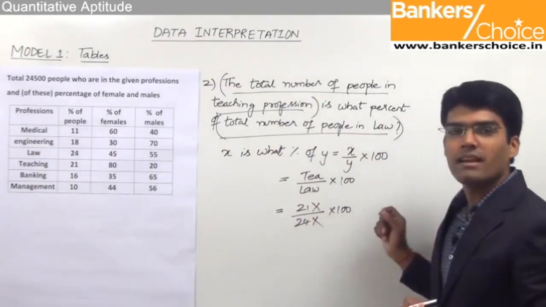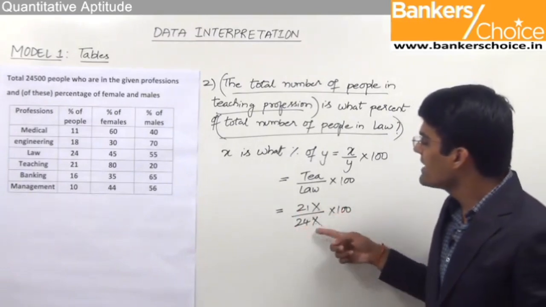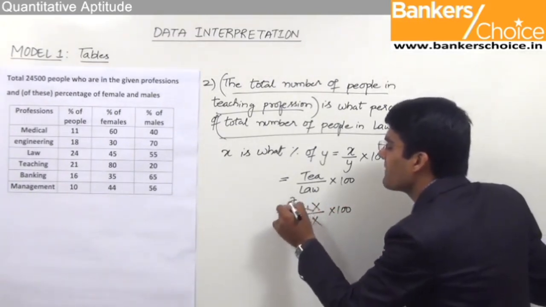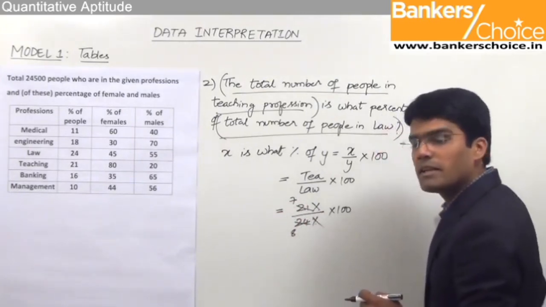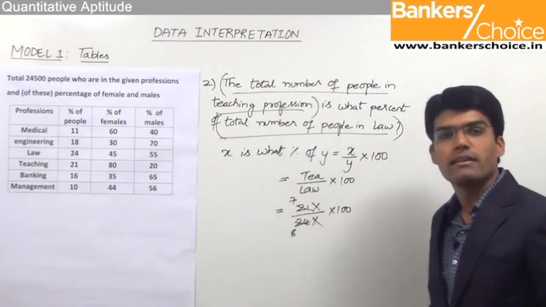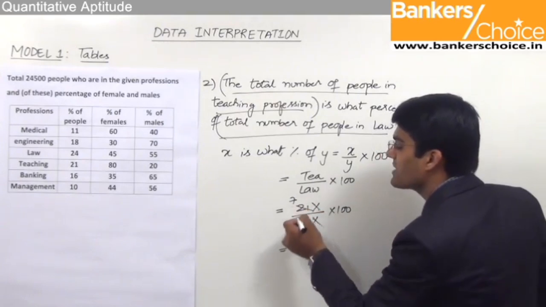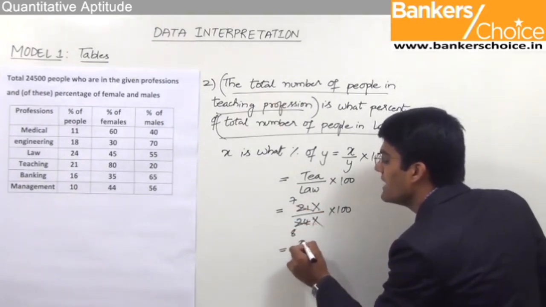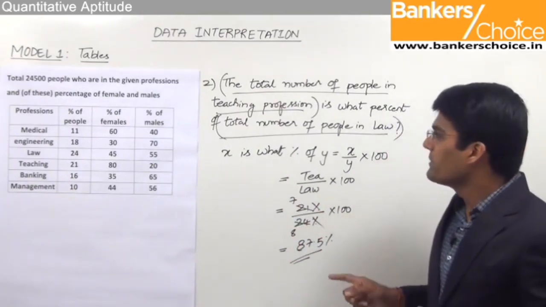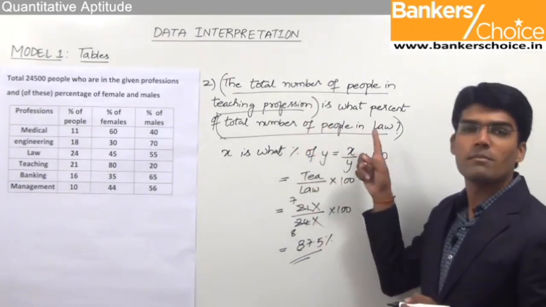Even these percentages here are not required. Why? Because only the magnitude is what will give us the answer here. Percentage gets cancelled in numerator and denominator. Now by simplifying 21 by 24, we get 7 by 8. This is 3 into 7, 21 and 3 into 8, 24. So the answer here is 7 by 8 into 100. And from the knowledge of percentages, we know that the fraction 7 by 8 is equivalent to 87.5%. So that's the answer for this question. That means the number of people in teaching profession is 87.5% of the number of people in law.